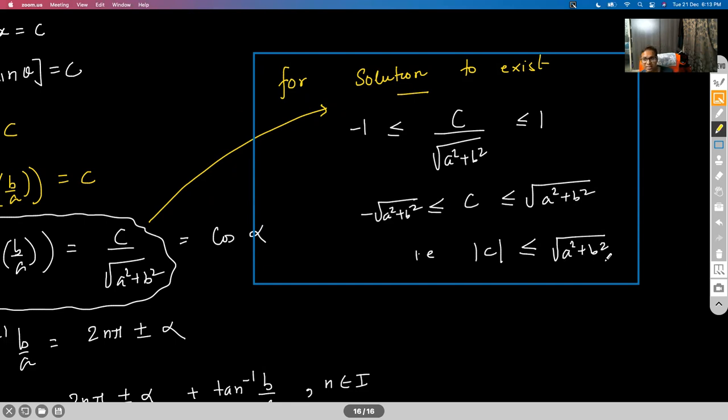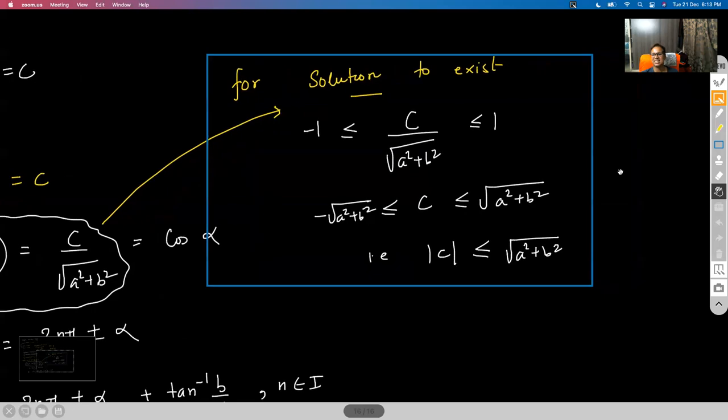That means while solving such an equation, if you realize that mod c is not less than under root a square plus b square, then straight away say there is no solution to that equation. Don't waste your time solving it. Are you getting what I'm trying to say?